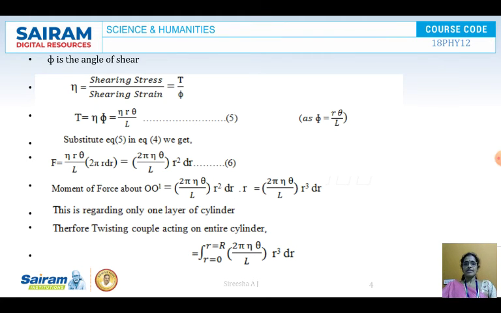Now since phi is the angle of shear and eta is the shearing stress by shearing strain, therefore eta is equal to T by phi. Rearranging the terms, T is equal to eta into phi. We know that phi is nothing but r theta by L. Therefore, substituting that here, we get T is equal to eta r theta by L. Substitute equation 5 in equation 4.